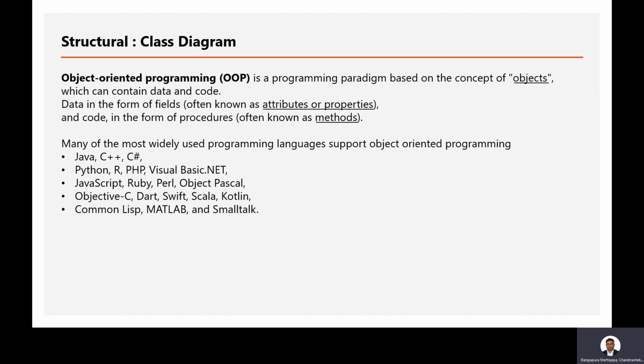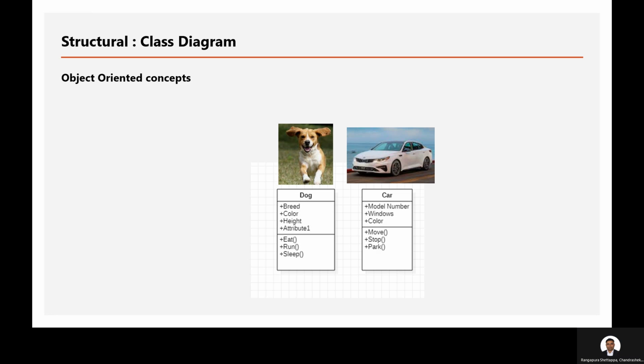There are a lot of programming languages that support the OOPS concept. They are Java, C++, C Sharp, Python, R, PHP, Visual Basic, and so on. All these languages have the object-oriented principles implemented in them. To understand further, let's look at real-time objects.